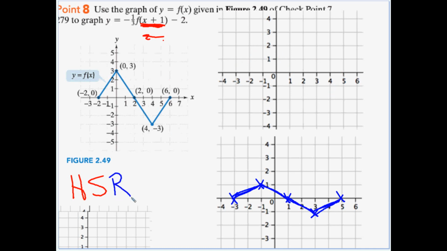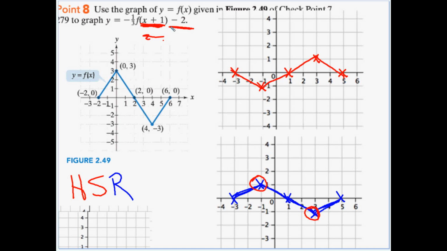R, reflection. We put a negative out here, so that means it's the same thing as putting a negative in front of all our y values. All our y values will change sign. Again, the x-intercepts aren't going to change, but our y values will change sign. This was up here at a +1, now that's at a -1. This one down here was at a -1, now it's at a +1. So that reflected us over the x-axis.